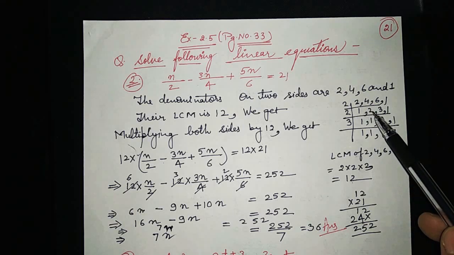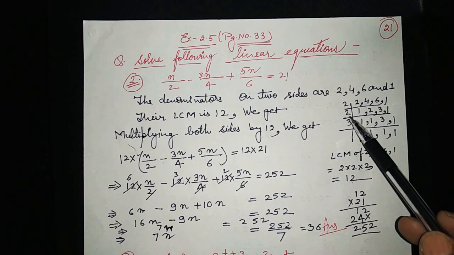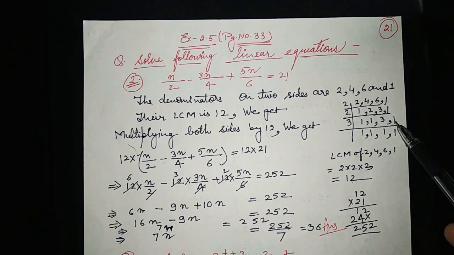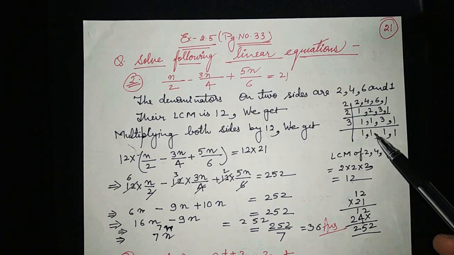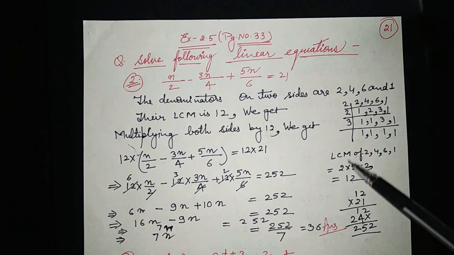2 1 ja 2, 2 2 ja 4, 2 3 ja 6 and here 1. Again we will take 2. Here 1, 2 1 ja 2, 3 and 1 here. Then now 3, 1, 1 and 3 1 ja 3 and here 1 we will take. Now LCM of 2, 4, 6, 1 is 2 into 2 into 3 is equals to 12 because 2 2s are 4 and 4 3s are 12.